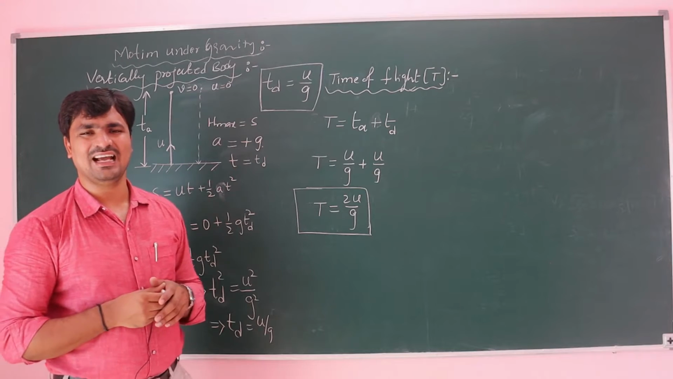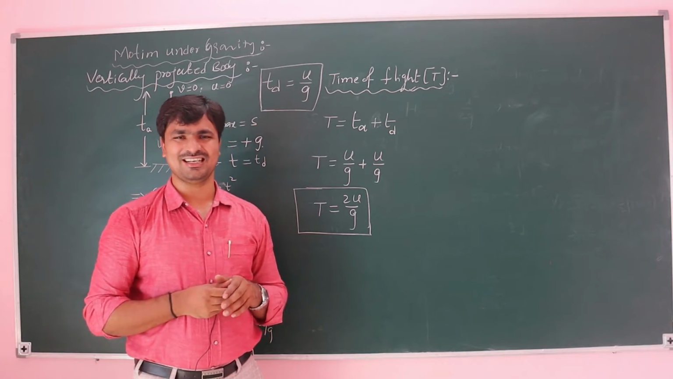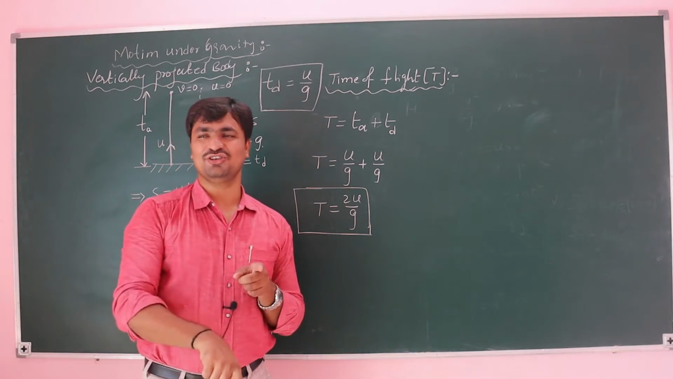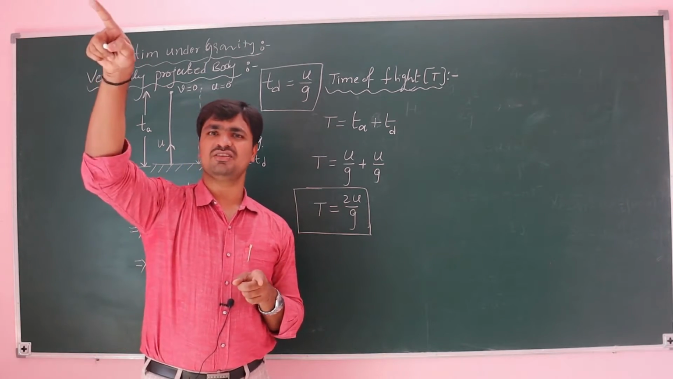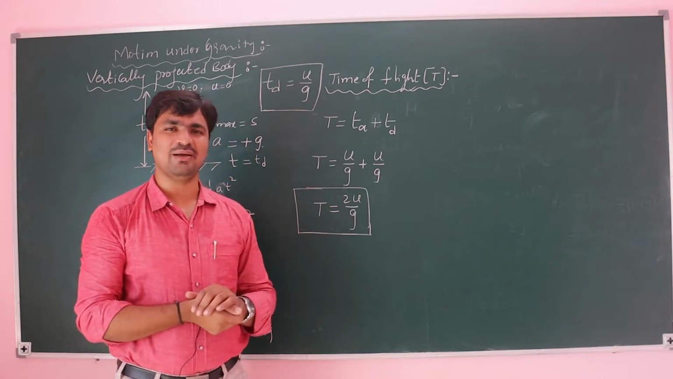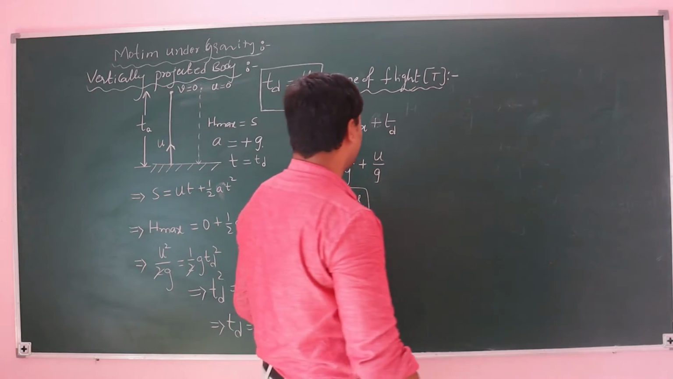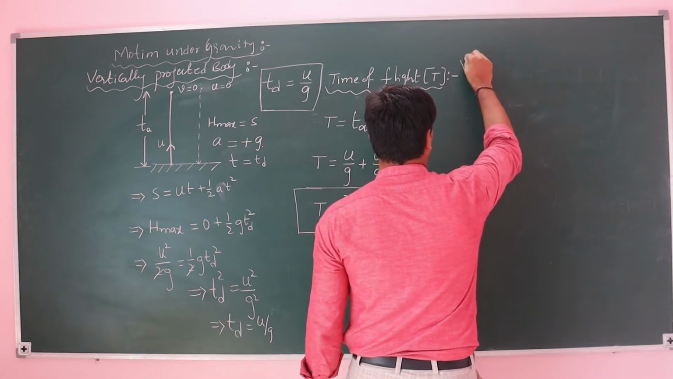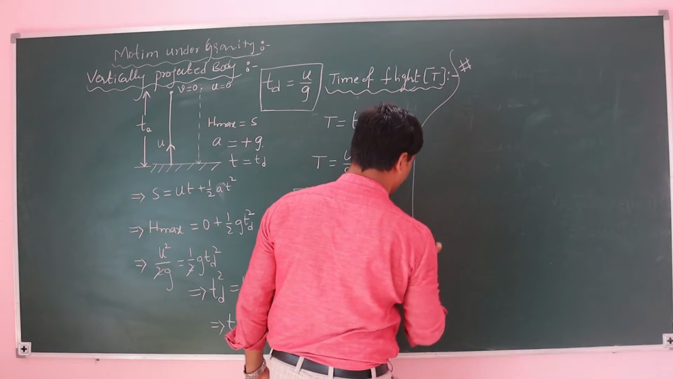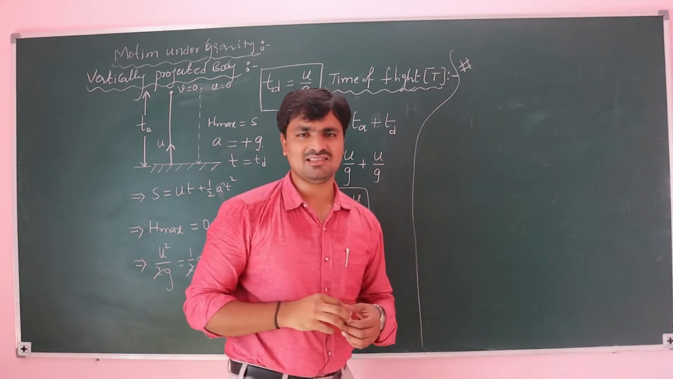Time of flight is the time taken by the vertically projected body to reach the ground, the total time. Time of ascent plus time of descent is equal to time of flight. Okay, with what velocity does this vertically projected body strike the ground? That's also very important.